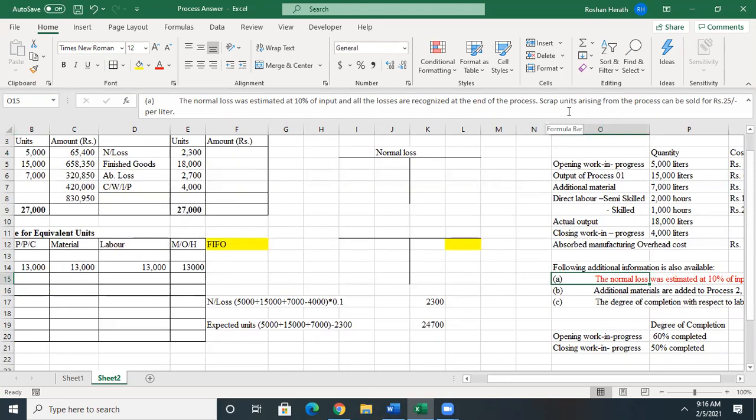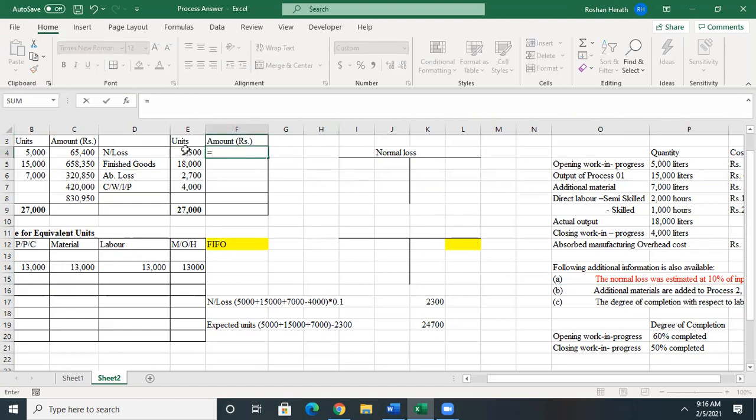And also when it comes to this normal loss, the first information said that it has a scrap value of 25 per liter. So we may take that as well. 57,500. Normal loss, it comes from process 2. Information gone.